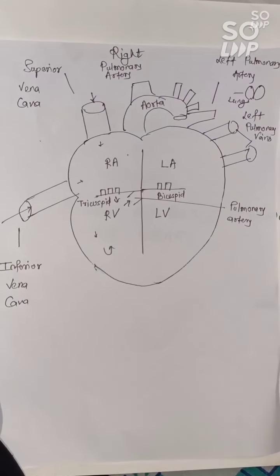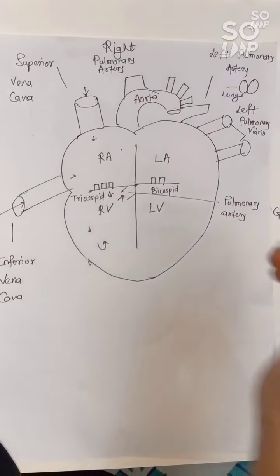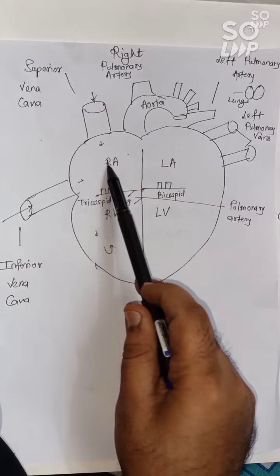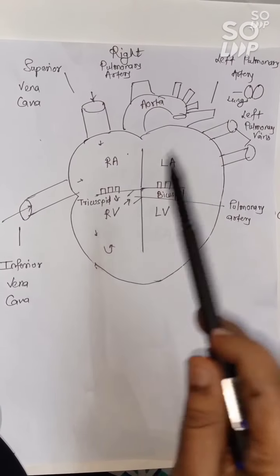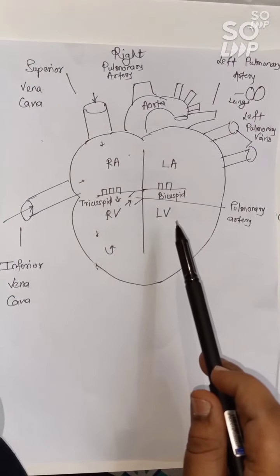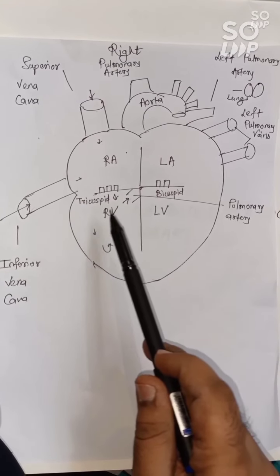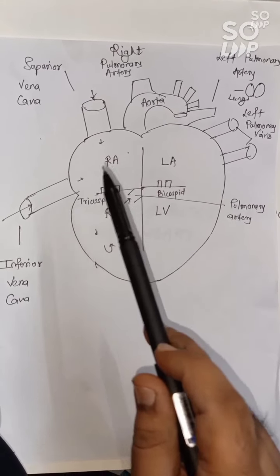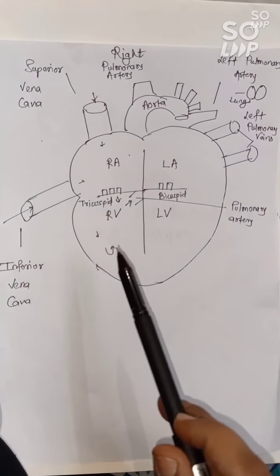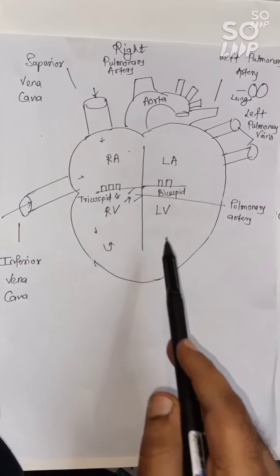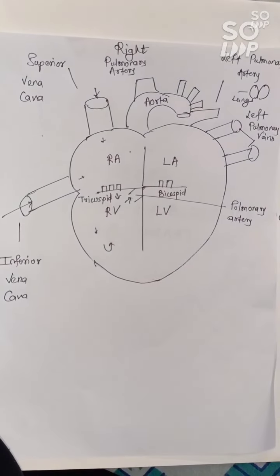The adult human heart. The human heart consists of 4 chambers, that is right atrium, right ventricle, and left atrium and left ventricle. Now there are also two valves. From right atrium to right ventricle there is the tricuspid valve, and from left atrium to left ventricle there is the bicuspid valve.